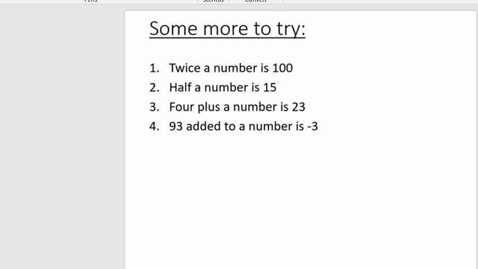On the next slide are some more statements for you to turn into equations and then also solve that equation. The first, number 1, twice a number is hundreds. And then basically half a number is 15. 4 plus a number is 23. 93 added to a number is -3. So this is your homework. And then if you experience any challenges with any statement, feel free to contact us.